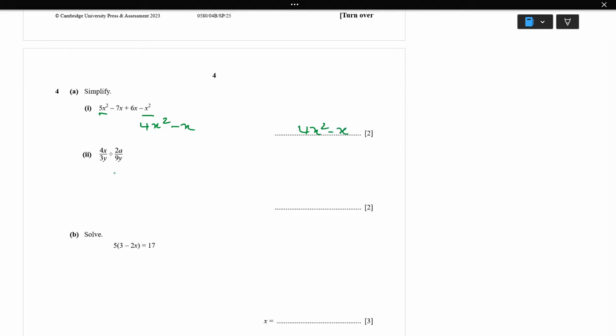The next question, 4x by 3y. The division I will change to a multiplication, with the second part being 9y by 2a. Then we can simplify this 2 and this 4, which is 2. This 3 and this 9 gives 3, and the y gets cancelled. The rest is 6x by a. That's it. 6x by a is the answer.